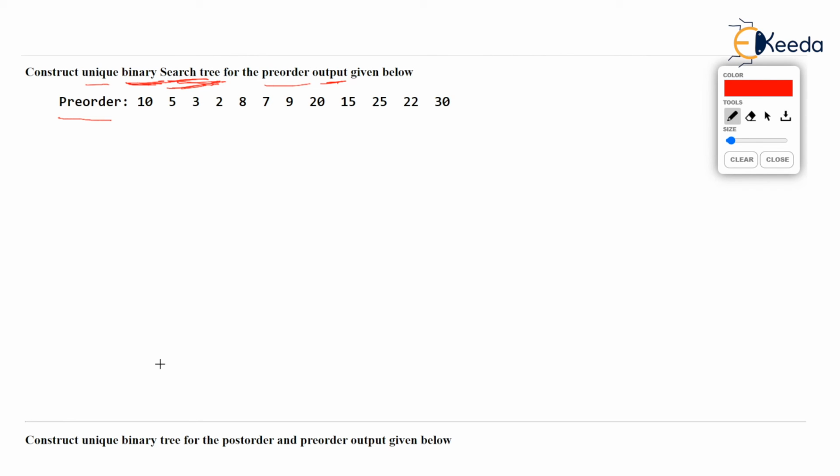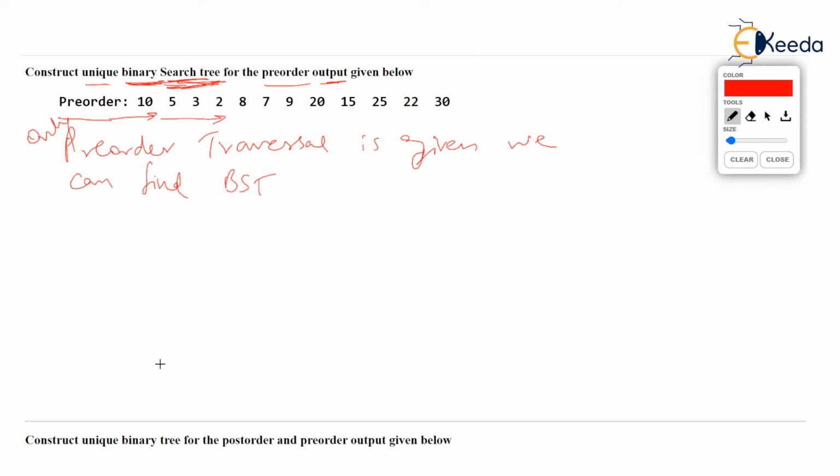Now, the property is that only pre-order traversal is given. If only pre-order traversal is given, we can find the binary search tree. No need of any other traversal outputs, because the pre-order output is the order in which we have added the values. Come again. Look at the name. Just spell out the name. Pre-order. That means this was the order in which the data was given when we constructed the binary search tree.